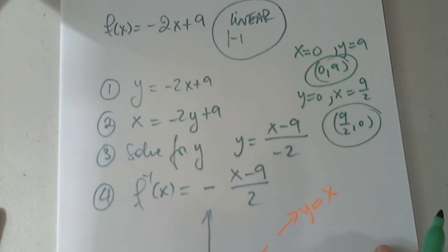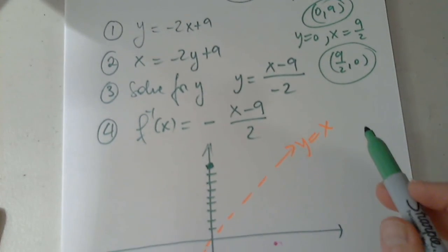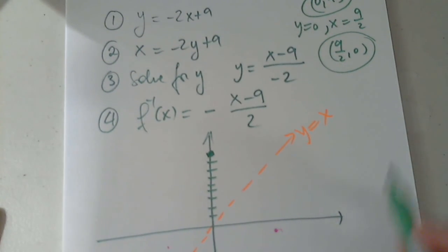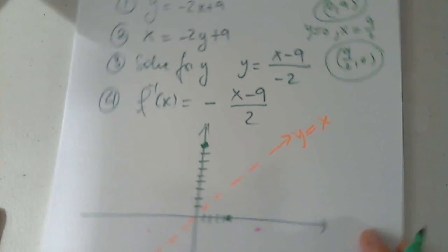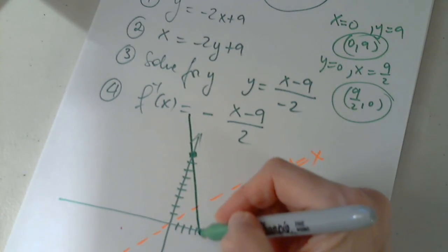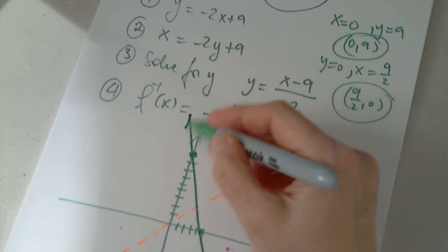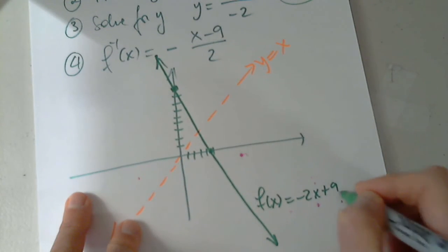I'm going to plot these points. 0, 9. 1, 2, 3, 4, 5, 6, 7, 8, 9. 9 over 2 is 4.5. 1, 2, 3, 4, 5 right here. I draw the line. This is the function f of x equals negative 2x plus 9.